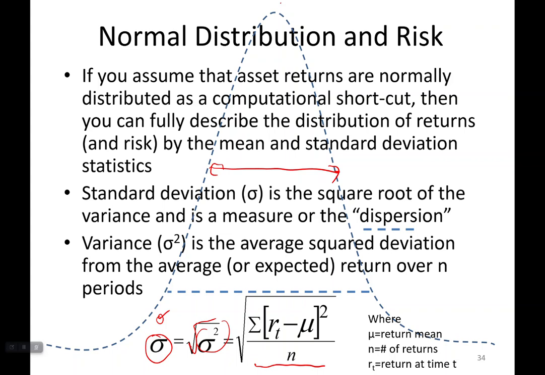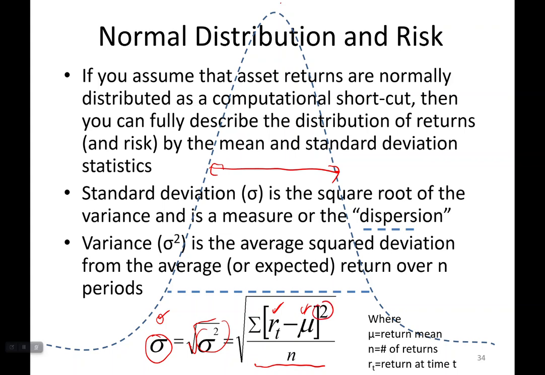So say you had 100 observations of historical stock returns. Take the historical average, we'll call that mu, historical average of, say, 100 days of returns. And then what we do is we want to calculate the variance. Take 100 times, do this. Take the return on the first period minus the mean, square it, divide by 100. Return on the second period minus the mean, square it, divide by 100. So you can see what you're doing is you're taking an average squared deviation from the mean.